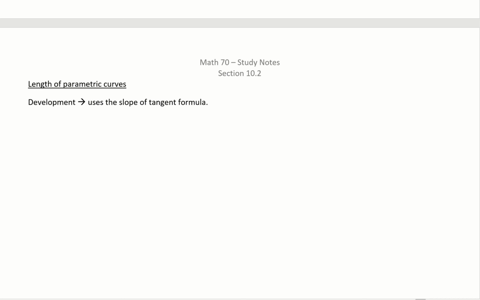So the last topic under the sun for us in Calc 2, at least in this course this semester, is we're going to talk about the length of a curve in parametric equations, okay? So it says, development says it uses the slope of the tangent formula, which it does. So let's go back to this and say, x is some sort of function of t. These are parametric equations, okay?